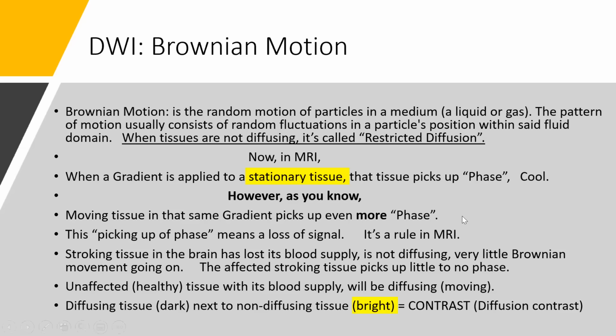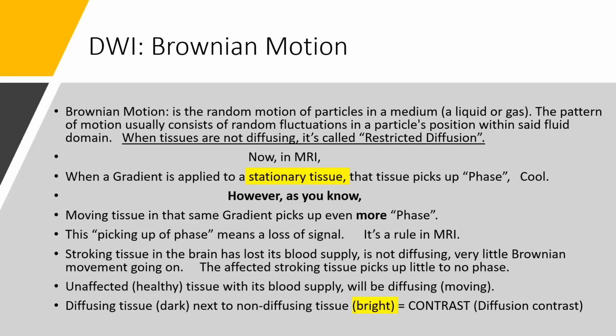And that's the Brownian motion within the cells. So picking up phase because they're moving is going to mean a loss of signal. That's a rule in MRI: when you turn on a gradient, things get dephased and they lose signal. So stroking tissue doesn't have a blood supply. There's no diffusion. There's no Brownian motion.